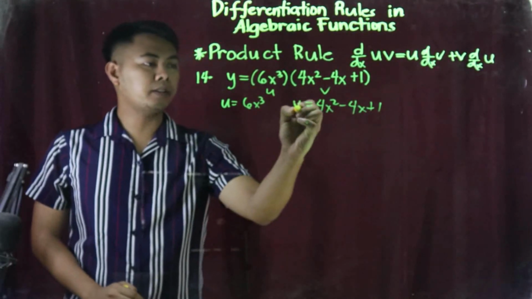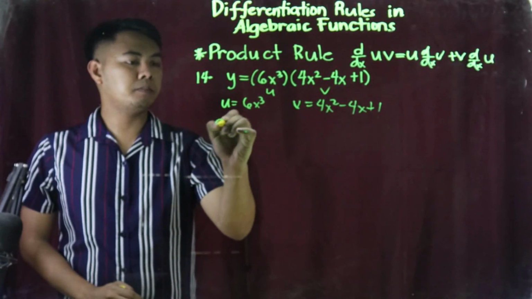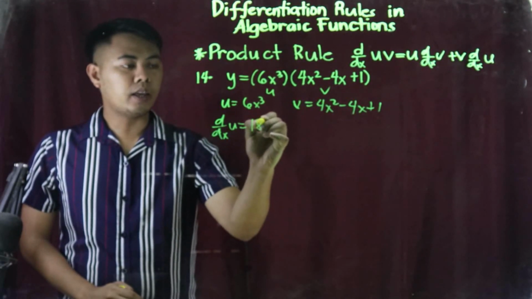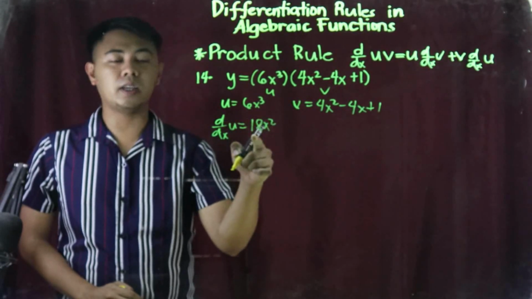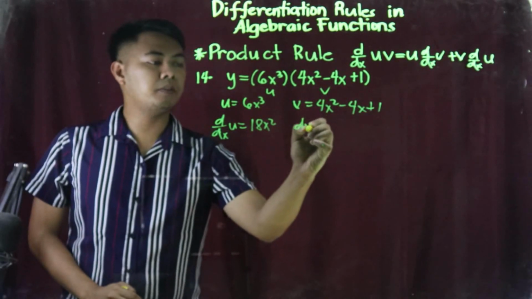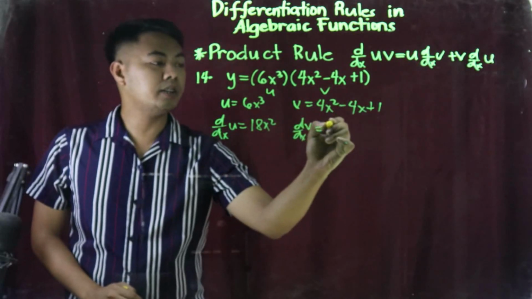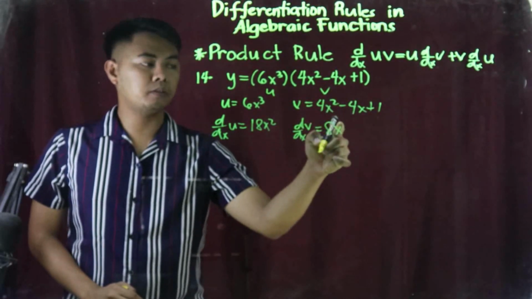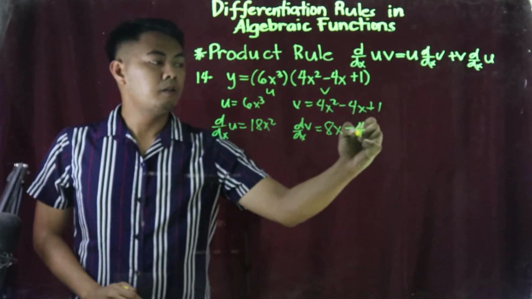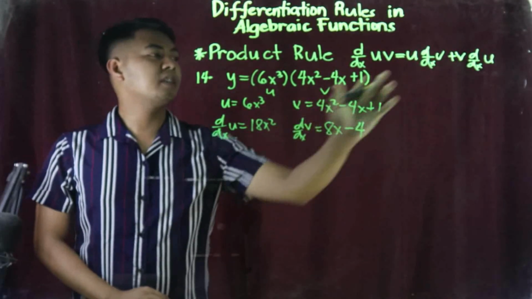Okay? So we're going to find the derivatives. The derivative of u is 18x squared, 3 times 6, that is 18. Subtract 1 from the exponent, x squared. So the derivative of v, okay, 2 times 4, that is 8. Subtract 1 from the exponent, so exponent 1 now here, minus 4x, the derivative of 4x is 4, and the derivative of 1 is 0. And then we're going to use this here.